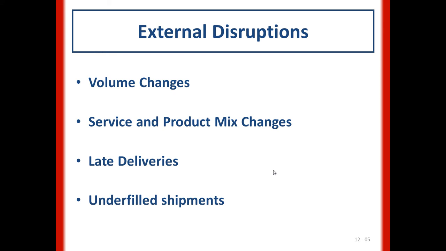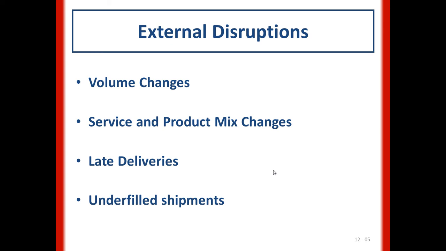The first cause is an external cause. There are many external causes. For example, there can be volume changes. When the customer changes the volume, the customer may change the quantity of service or product they had ordered for a specific date, or unexpectedly demand more of a standard service or product.